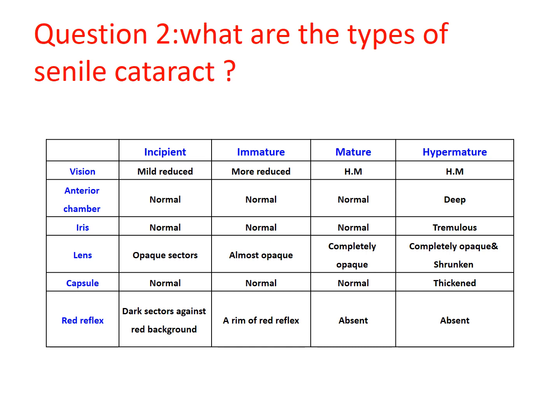However, in hypermature cataract, the vision is dropped to hand motion, the anterior chamber becomes deep due to the liquefaction process, the iris starts to become freely movable, and this is called tremulous iris, with a completely opaque and shrunken lens. The capsule is thickened and may have some secondary degenerative changes, like calcium deposition or lipid deposits, and the red reflex is completely absent.